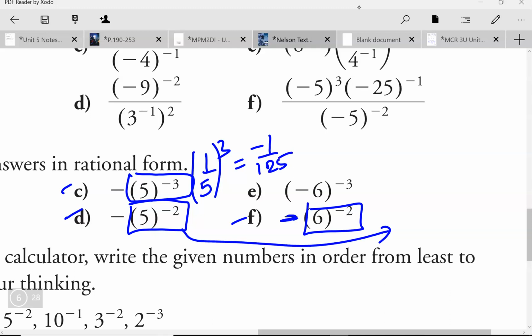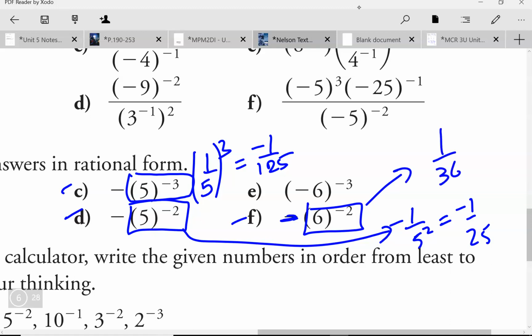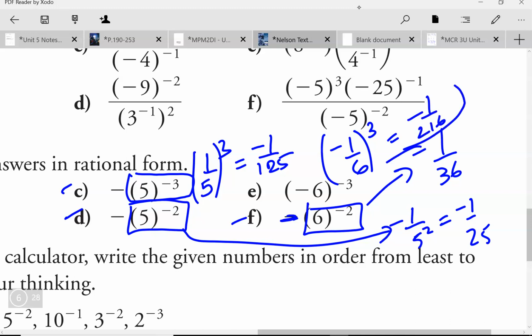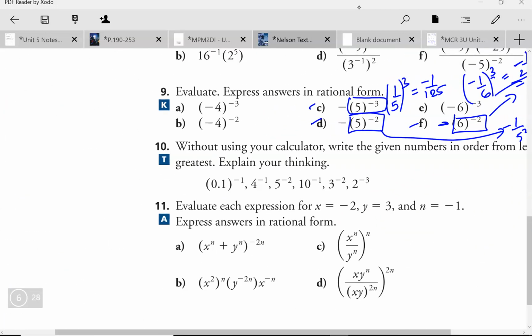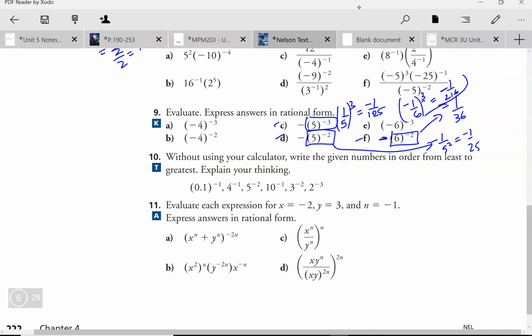Let's take a look at this. 5 to the power of negative 2 is 1 over 5 to the power of 2, which is 1 over 25, but there's a negative sign, so you just throw on the negative sign. Same way, this is negative 1 over 36, etc. And when the negative is inside, you include that in your bracket, and then you just see whether it's even or odd. If it's odd, the negative stays. If it's even, the negative multiplies into itself and goes away. Things like that.